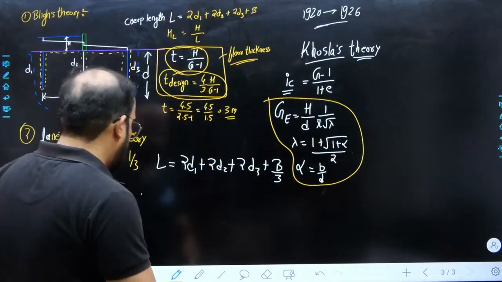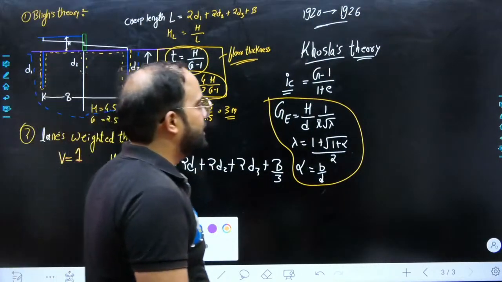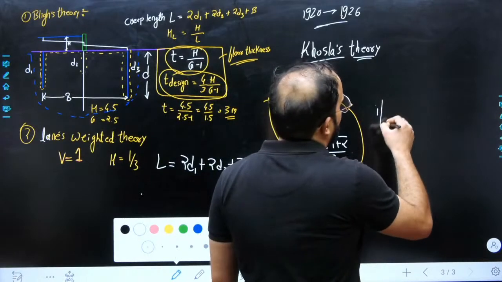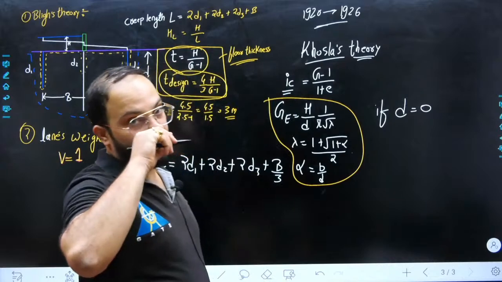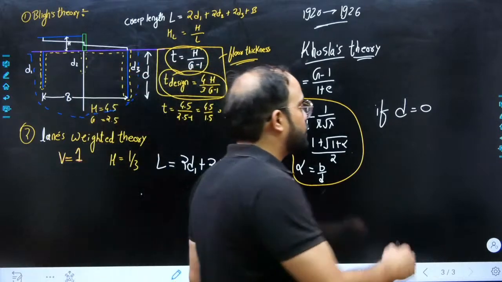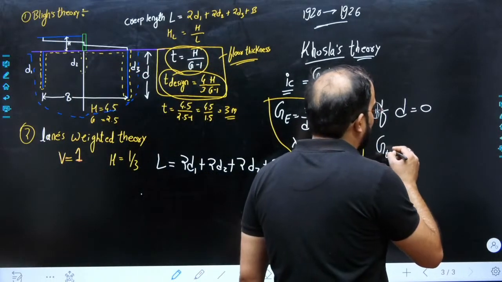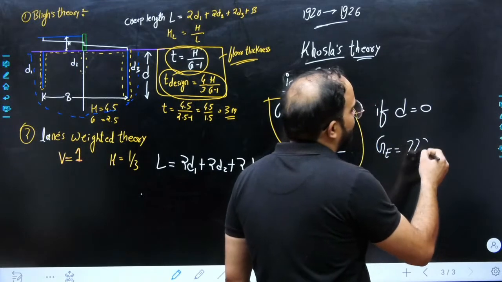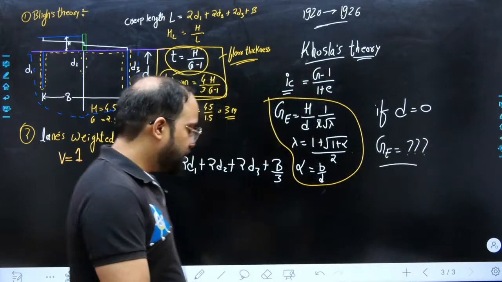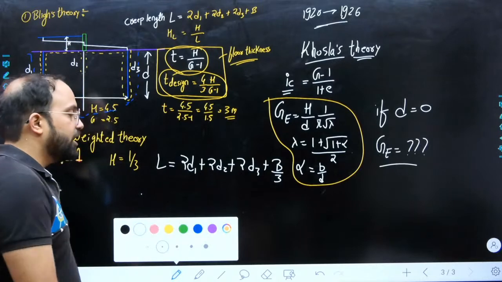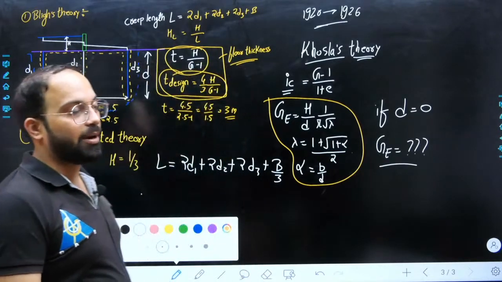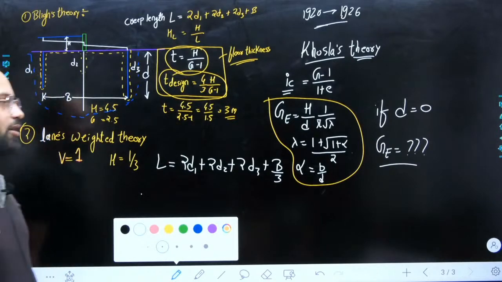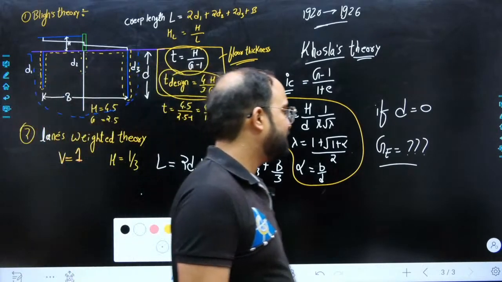Sometimes they will ask you the question: if we are not providing a downstream pile, meaning d is equal to 0, then what will be the value of exit gradient? Will it be 0, 1, infinity, none of the above, or difficult to calculate?